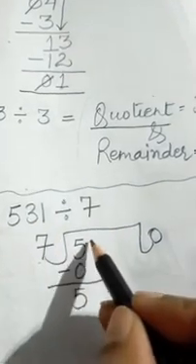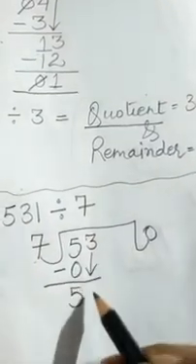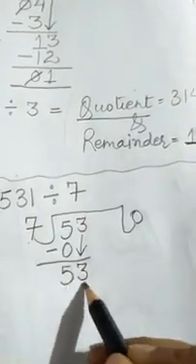Next digit is 3. We will bring it downside. Now it has become 53. Now as we observe the table of 7, what can be written under 53? 0 can be written, 7 can be written.